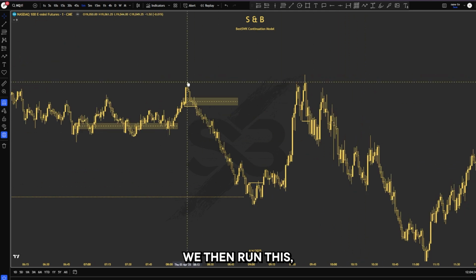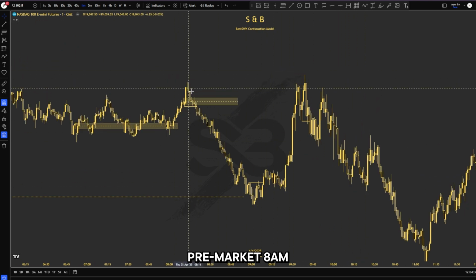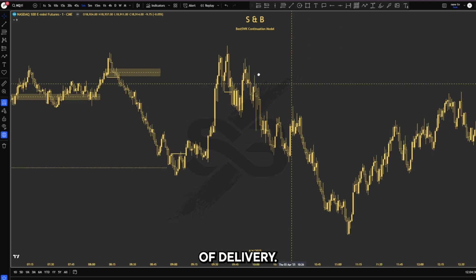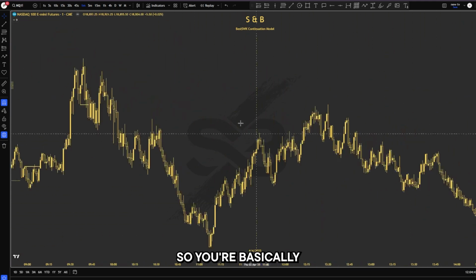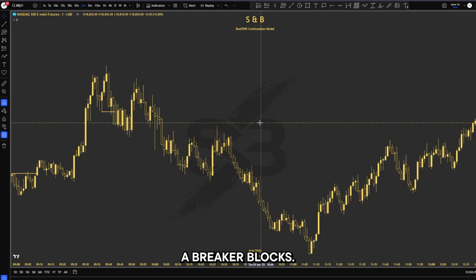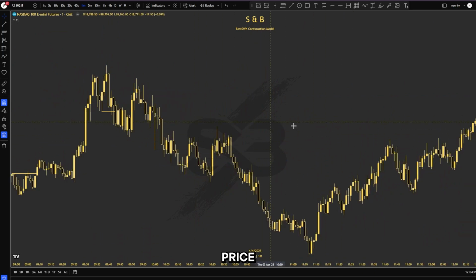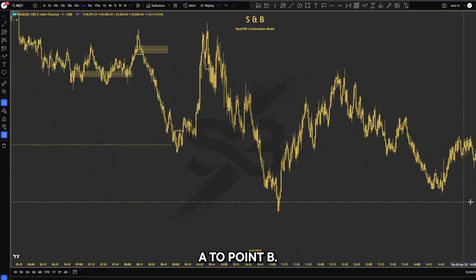We then run this again. This is pre-market 8 a.m. Change state of delivery. Then we run downwards and we keep that for the rest of the day. So you're basically going to always find the breaker blocks in those peaks and lows of price moving from point A to point B.